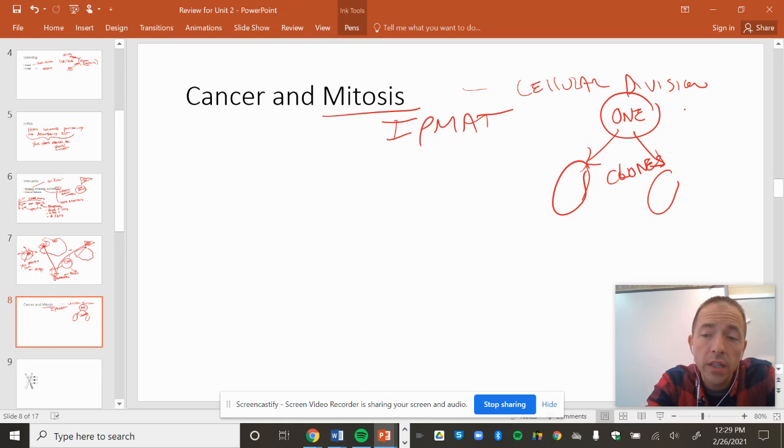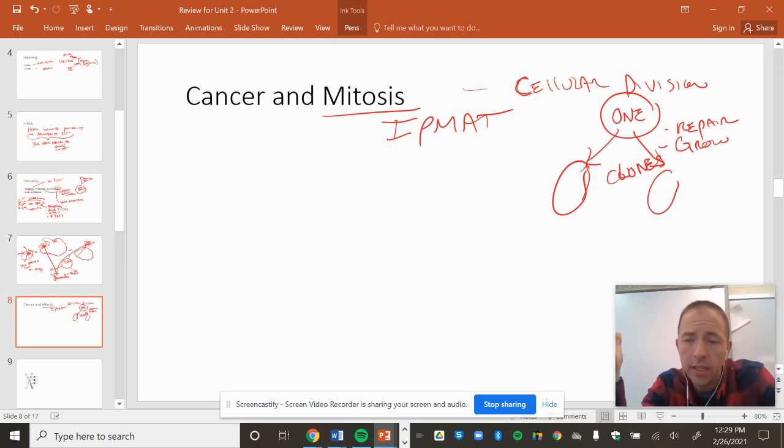We are trying to do this to repair damage. We're trying to do this to grow, right? Those are the main things that your body's doing this cellular division for. Your hair needs to keep growing. Your nails need to keep growing. You need to keep growing new skin because you constantly damage it. That's mitosis, right?